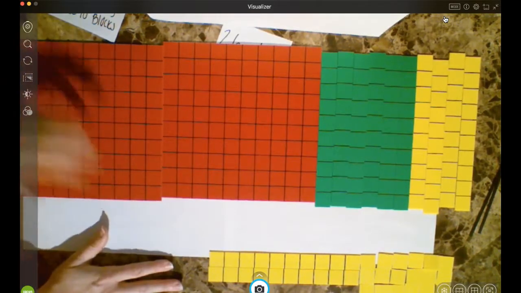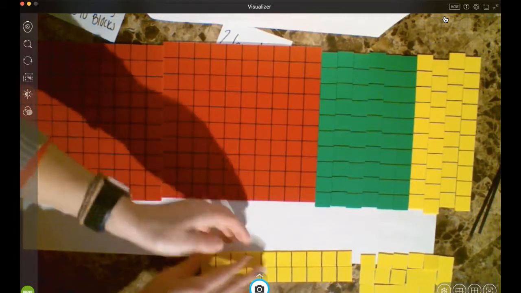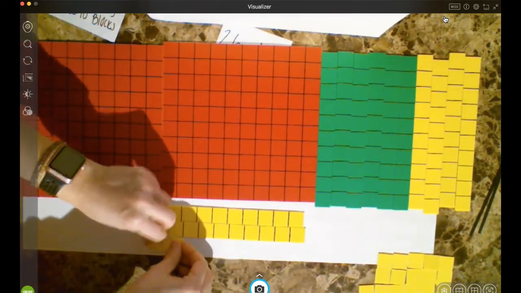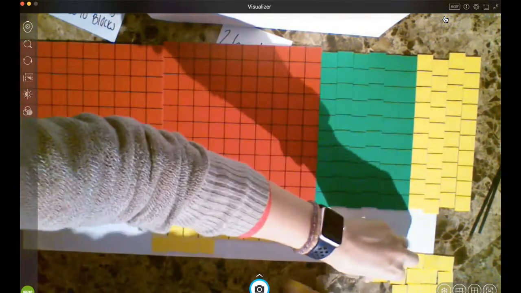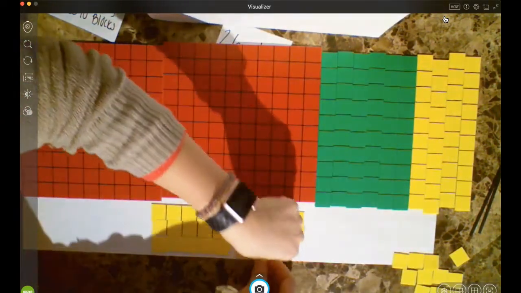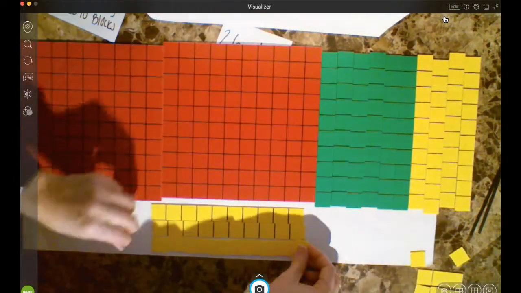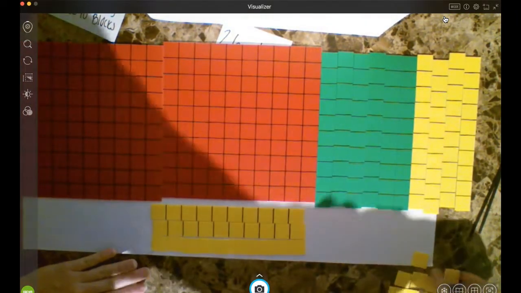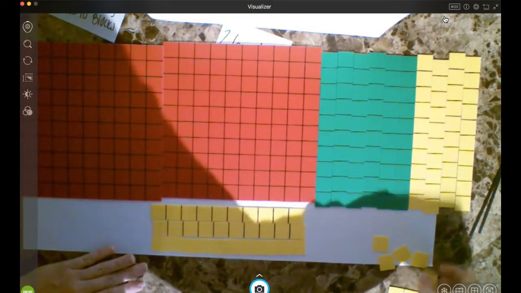Now let's take a look at what I got here. I don't think there's enough here to make 1 whole. So I have 1 tenth, 2 tenths. Let's see what I can do here. So 1, 2, 3, 4, 5, 6, 7, 8, 9, 10. So there's 3 tenths. And if you look here, you don't really have enough left to make another tenth.